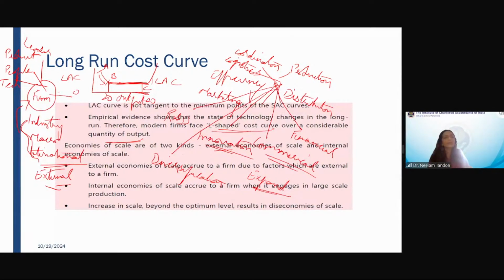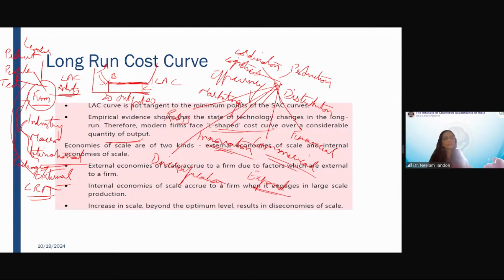Maybe the advertisement campaign which they have launched is unique, maybe they have worked on their packaging. Maybe they have worked on their customer service, relationship management. Any factor which is firm specific, which gives benefits to the firm, is economies of scale.